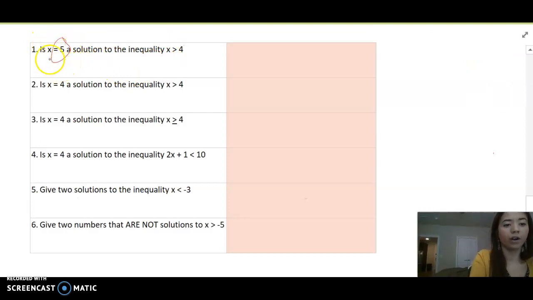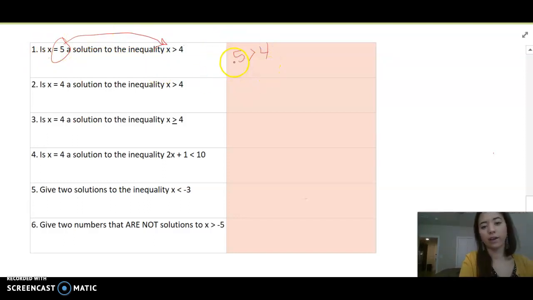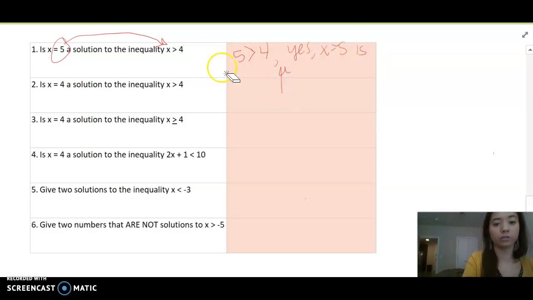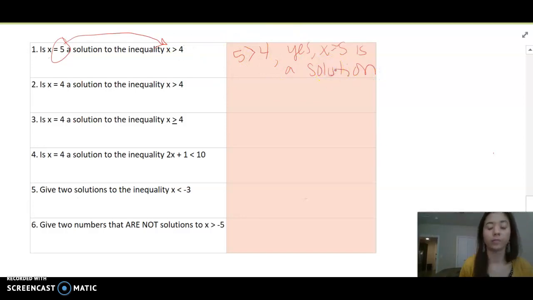So I'm going to take 5. Is x equal 5 a solution? I'm going to plug it in where x is. Is 5 greater than 4? Yes. So x equals 5 is a solution. Okay, pause me. Try to do 2 through 6. Unpause me if you're stuck, or unpause me when you finish to check your answers.